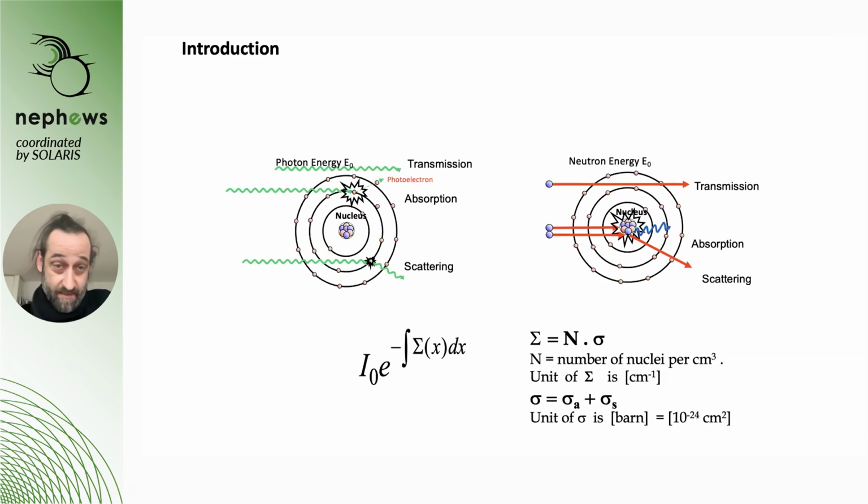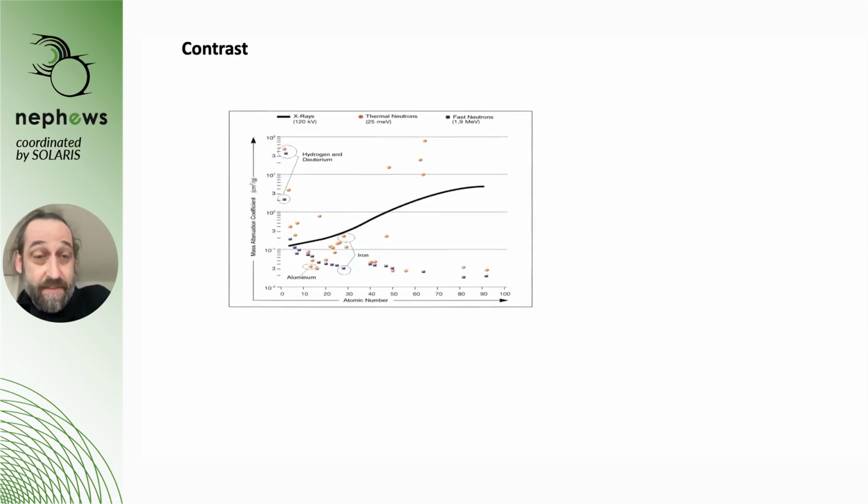We have transmission, the X-rays can be absorbed, and they can be scattered. But the difference is that the X-rays interact, of course, with the electrons in the shell of the atoms, while the neutrons interact with the nucleus. And that gives very different cross-sections and very different behavior.